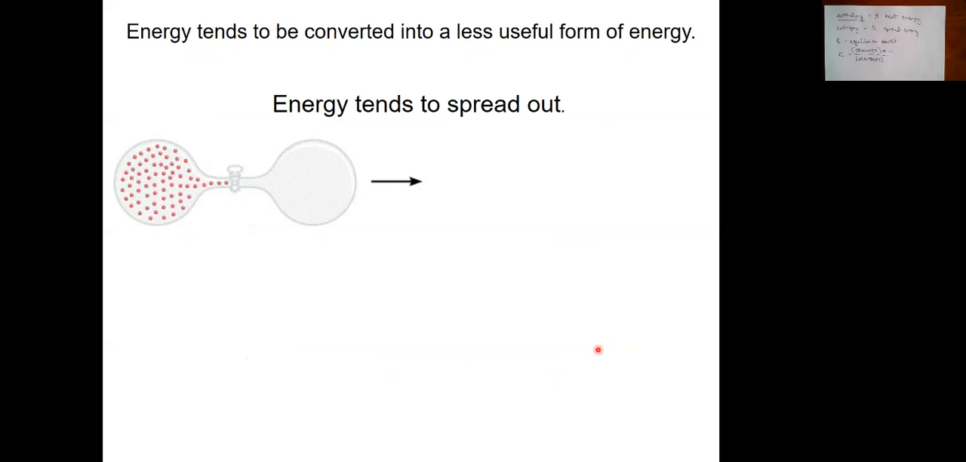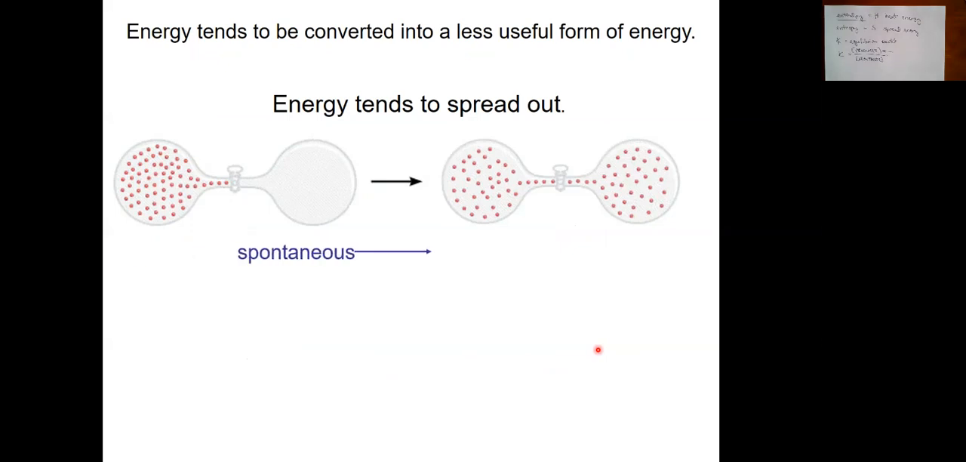So you see all those little gas molecules trapped over in the bulb on the left. If you open that stopcock in the middle, hopefully you already know that those gas molecules will spread over the entire system. That energy spreads out naturally. Entropy is the spreading out of energy. So that's a spontaneous reaction for that stuff to spread out.